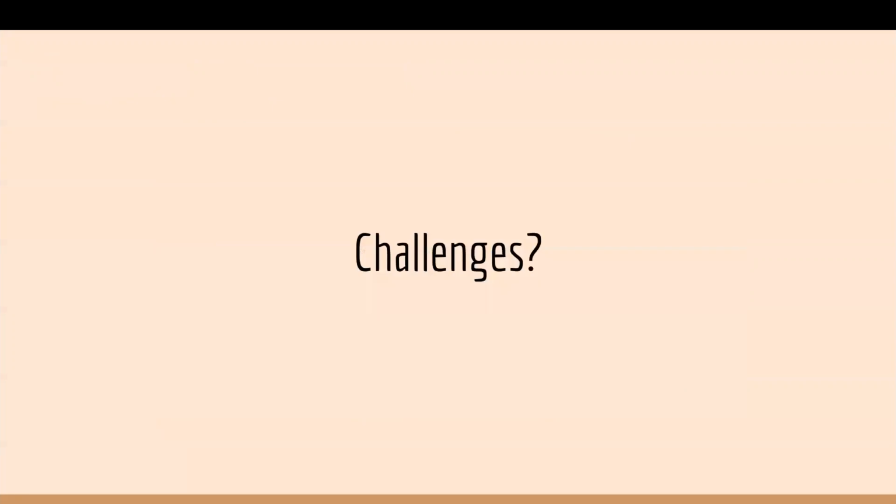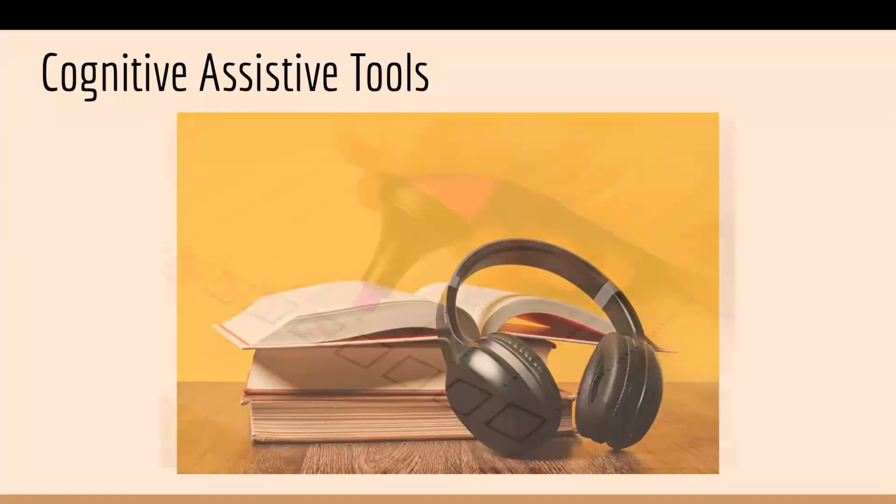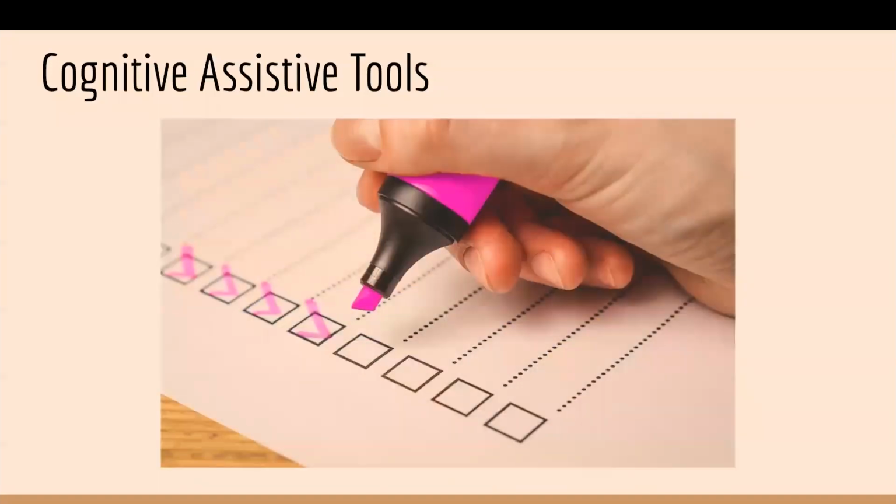Difficulties faced by learners with cognitive impairments could include trouble following along with content, alternatives needed for traditional learning methods such as lectures or readings, or difficulty with memory and critical thinking. Cognitive assistive tools available for learners with cognitive impairments include audiobooks, note-taking systems, and memory aids.